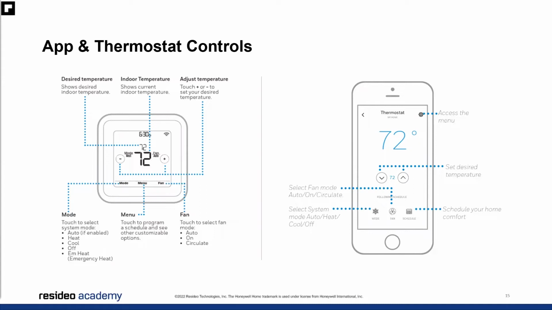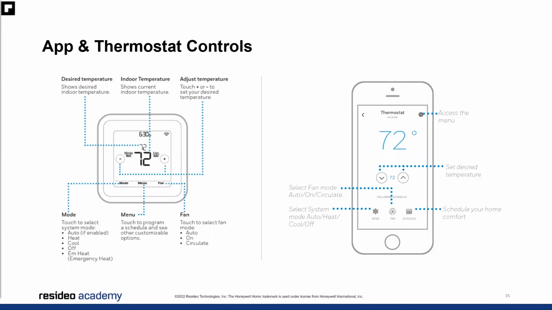Our menu button is used to program the schedule and see other customizable options. And a lot of those options are already also available in the app. So whichever is more convenient for yourself or the customer, we can configure some of those options within the app itself. Also our fan, so we can set that to auto, on, or circulate. So if we just want the fan to run about 33% of the time when the system's not heating or cooling, we can have that fan come on intermittently to help circulate the air throughout the home.